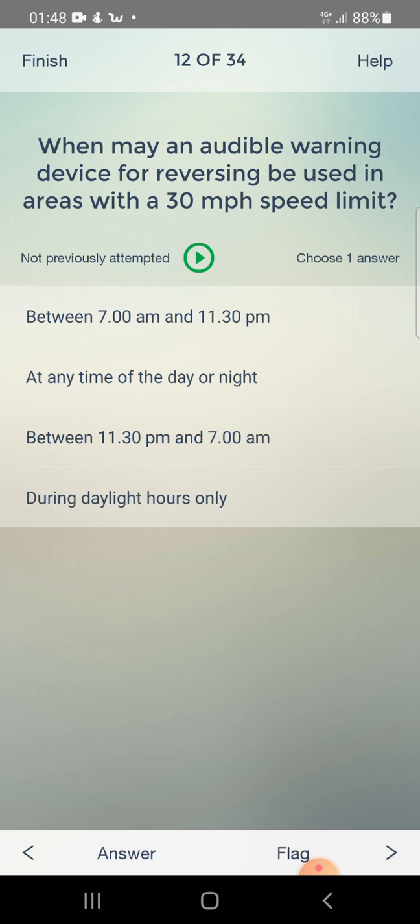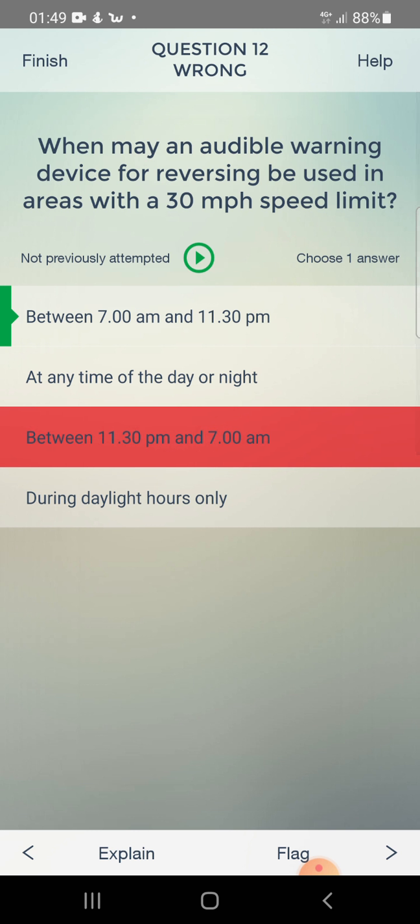When may an audible warning device for reversing be used in areas with a 30 miles per hour speed limit? Between 7 a.m. and 11:30 p.m. Between 11 and 7. Third one. Wrong. Between 7 and 11:30. Okay.